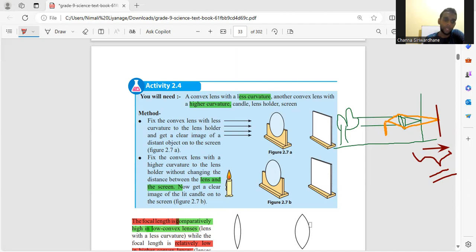The second point is, then the nerve endings on the retina get stimulated and send the message about the image to the brain through the optic nerve. I will read it again. Then the nerve endings on the retina get stimulated and send the message about the image to the brain through the optic nerve.